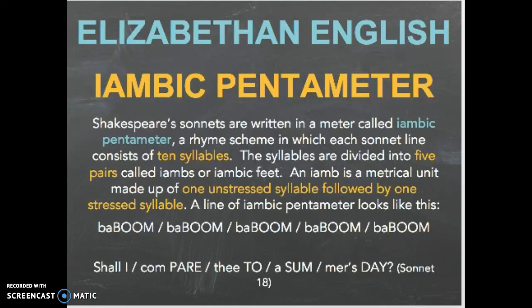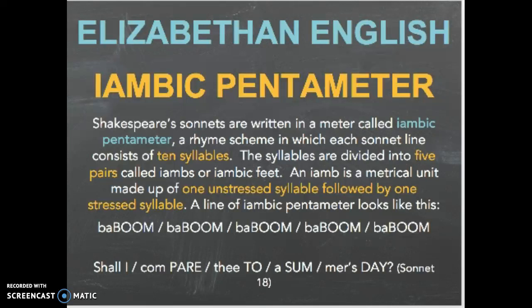Another feature of Romeo and Juliet will be Shakespeare's use of iambic pentameter. This is sonnets written in a meter. The rhythm in the scheme is 10 syllables. The syllables are divided into 5 pairs called iambs or iambic feet. Okay? An iamb is a metrical unit made up of one unstressed syllable followed by one stressed syllable.